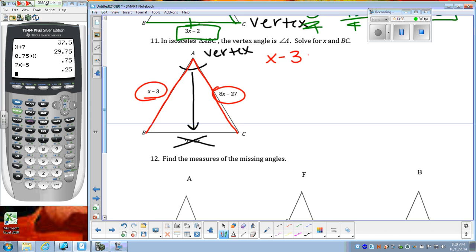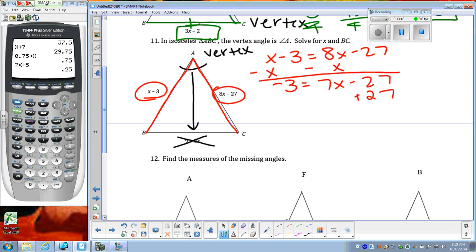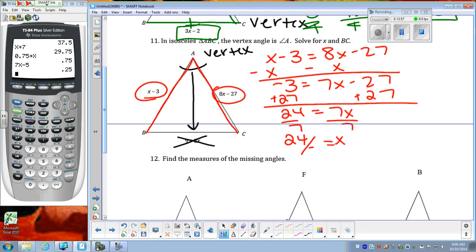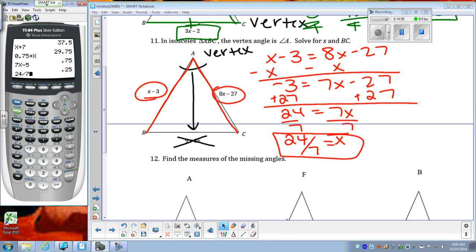So x minus 3 equals 8 minus 2x. Add 2x, add 3. 7x equals 24. Divide by 7. Now I want exact answers, so I'm going to keep this as my fraction and use my store button. So 24 over 7. I'll put parentheses around this. I want to store this as x.